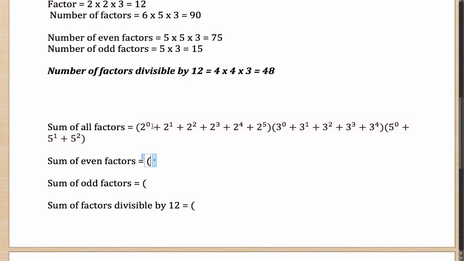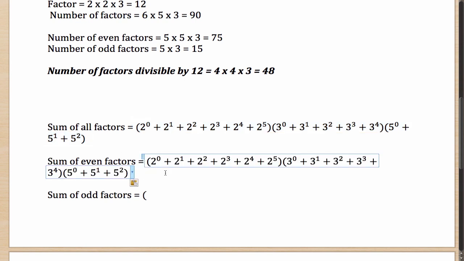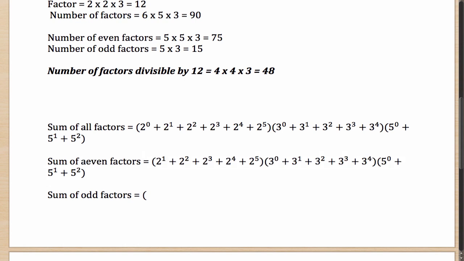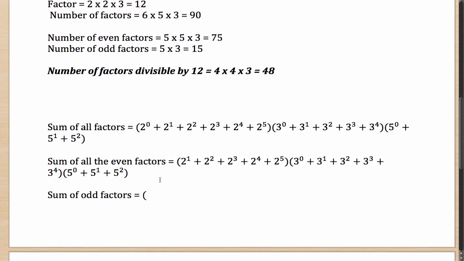Well, apply the exact same idea as is used here. I'll just copy paste this. Yeah, but what is the difference? Now I need to have compulsorily at least one 2. So I cannot have a 2 to the power 0 in it. And the result which is left, that is 2 to the power 1 to 2 to the power 5, 3 to the power 0 to 3 to the power 4 and 5 to the power 0 plus 5 to the power 1 plus 5 square. Whatever is the result of this product, that will be the sum of all the even factors that my number n has.